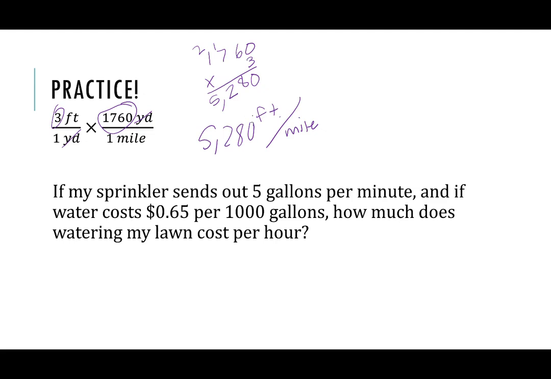Feet per mile. Alright, this next one's similar to the gold. We're going to have multiple things that we're going to use, multiple conversion factors. My sprinkler sends out 5 gallons per minute. There's our first fraction. 5 gallons, 1 minute. And we might need to use reciprocal instead. I'm just writing our fraction as is for now. And water costs, there's another fraction, 65 cents for every 1,000 gallons.